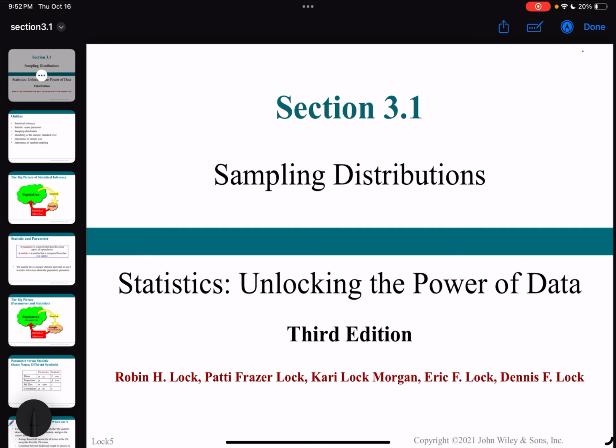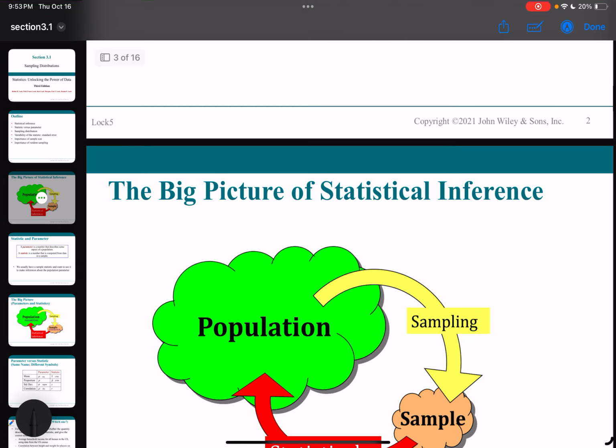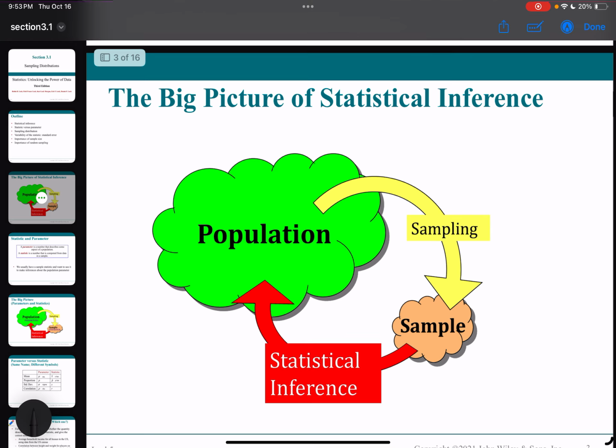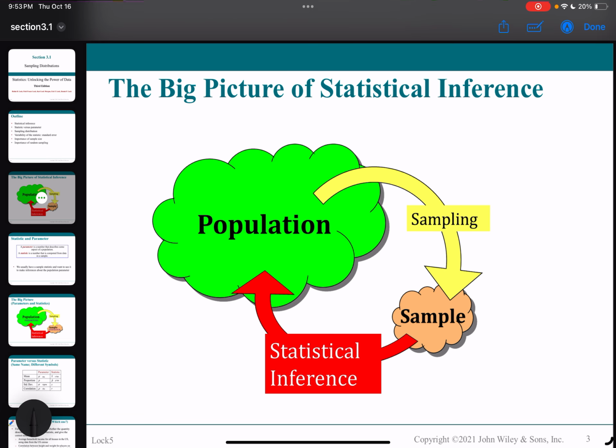Actually, this chapter 3.1 is based on distributions and how we can deal with these distributions. As a start of that, I'll skip this outline. I explained what statistical inference is. We already know this from chapter one: statistical inference is taking a sample from a population and then analyzing this sample to conclude about its population. So this is the process.